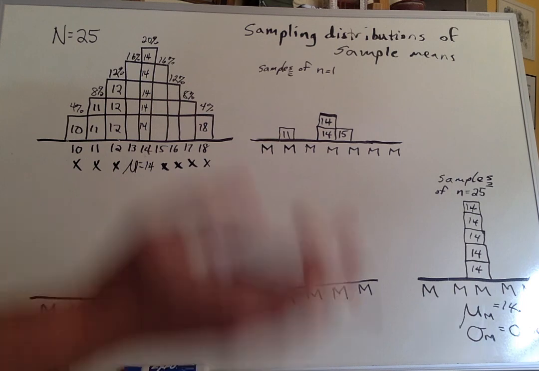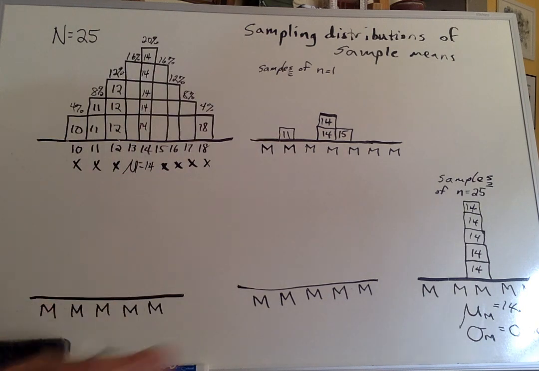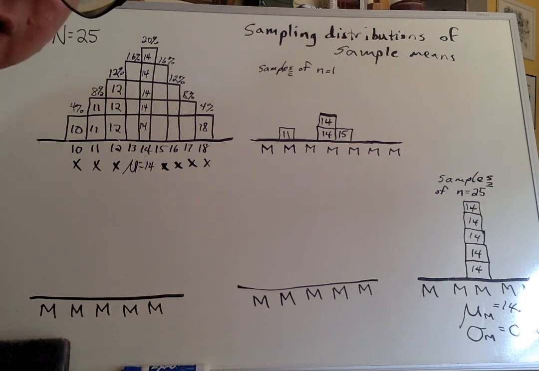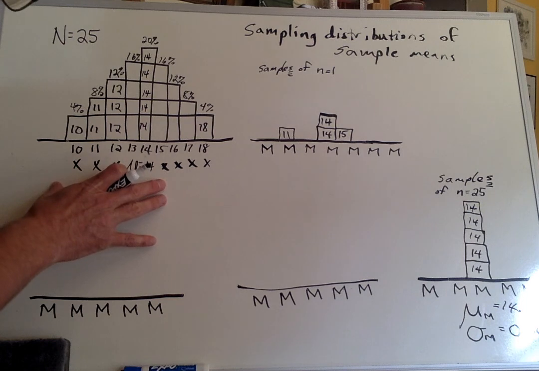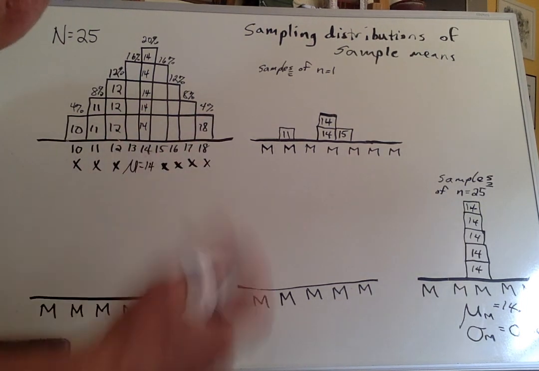Now, I'm going to keep doing this 1,000 times, 10,000 times. In mathematics, this is called Monte Carlo testing. We start with something we know, we do a whole bunch of samples and see what happens.